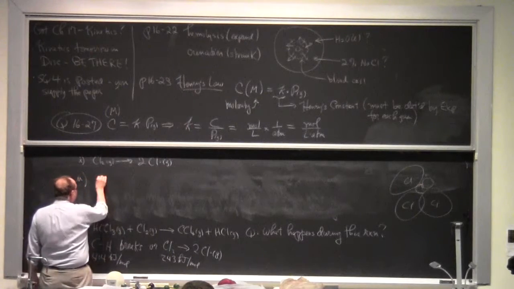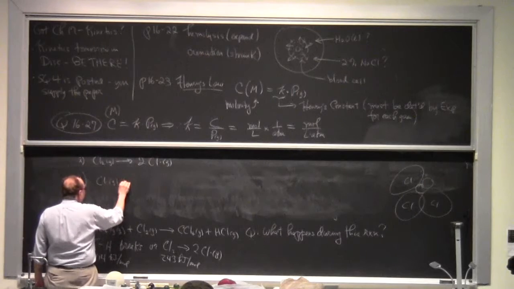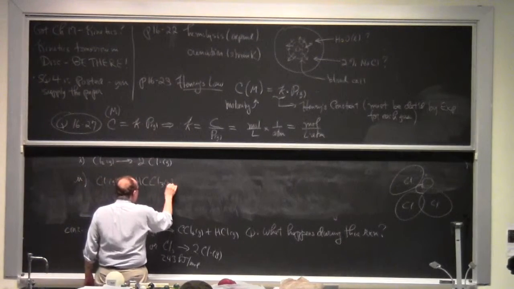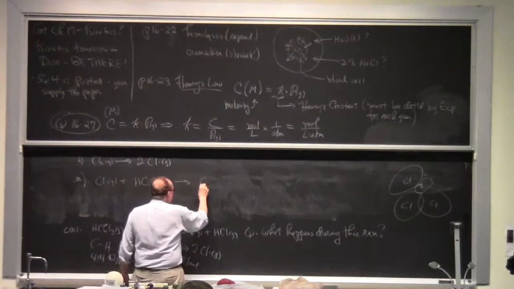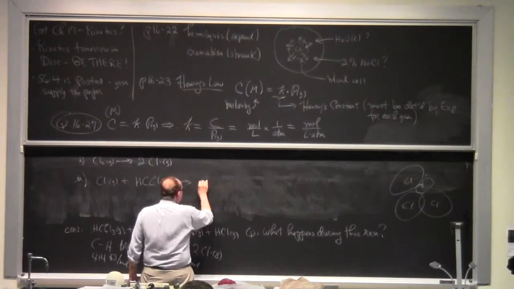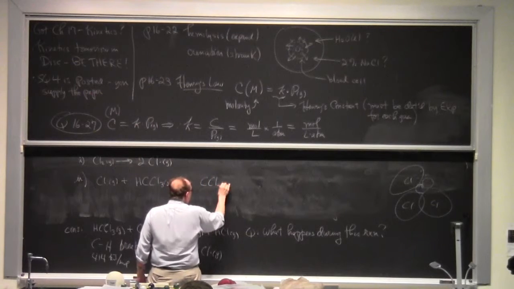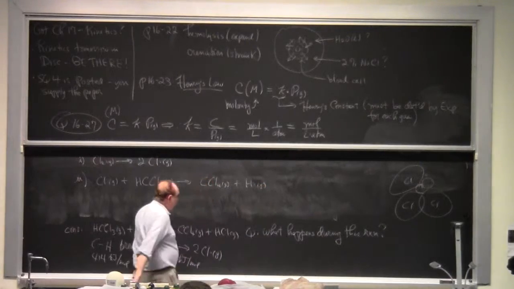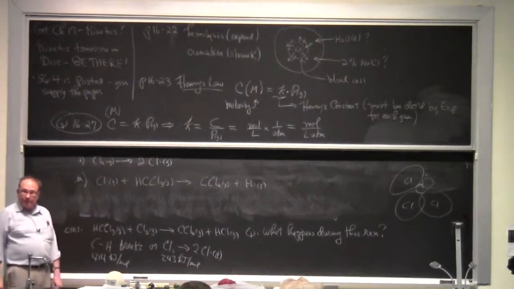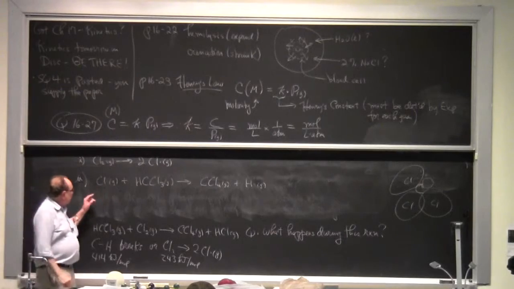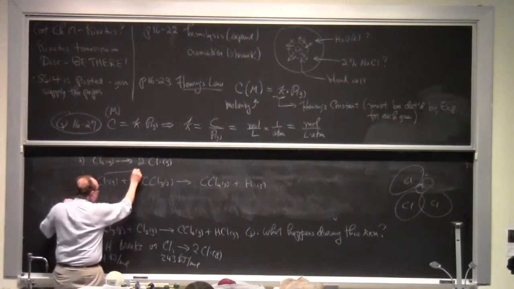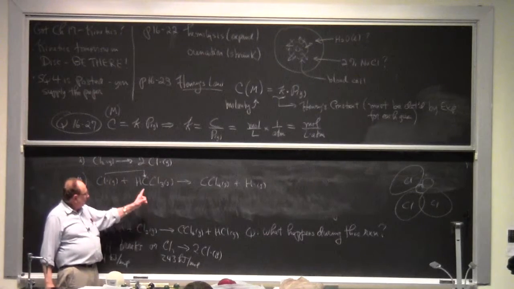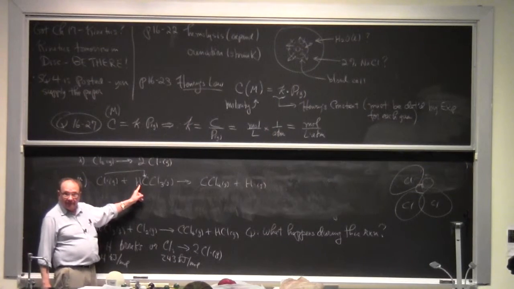Prospect 1: a Cl atom hits HCCl3 to make a carbon tetrachloride molecule and a hydrogen atom. In other words, this thing went over here and managed to bop this carbon atom to form a carbon-chlorine bond while causing the carbon-hydrogen bond to break.